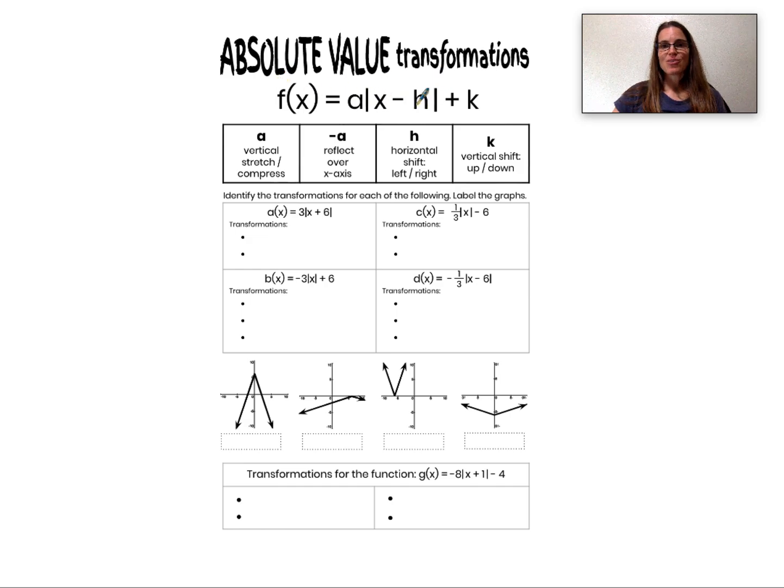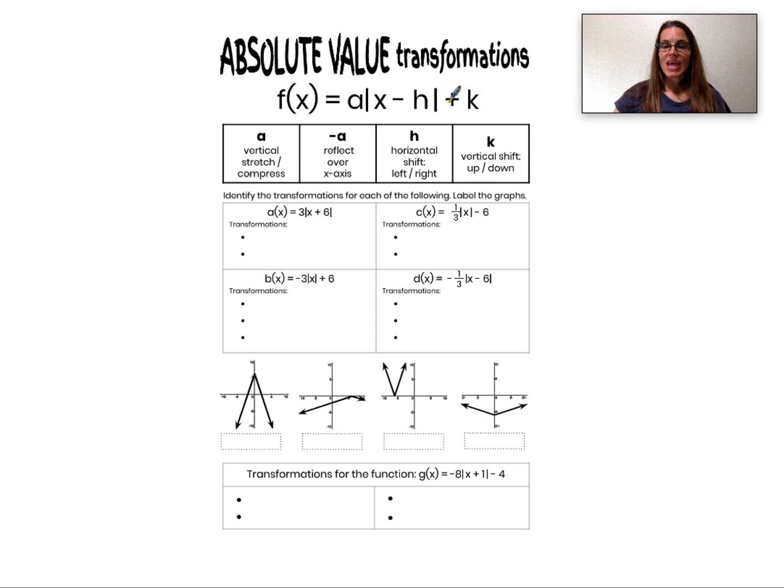Inside the absolute value bars, we are subtracting h. H indicates a horizontal shift, left or right, in the opposite direction you would think, because we're subtracting h. If we end up with subtracting a value, that means we're moving to the right. If we have an addition, that means we're moving to the left.